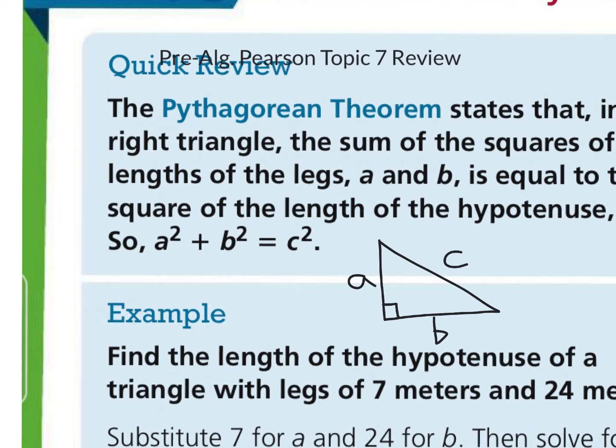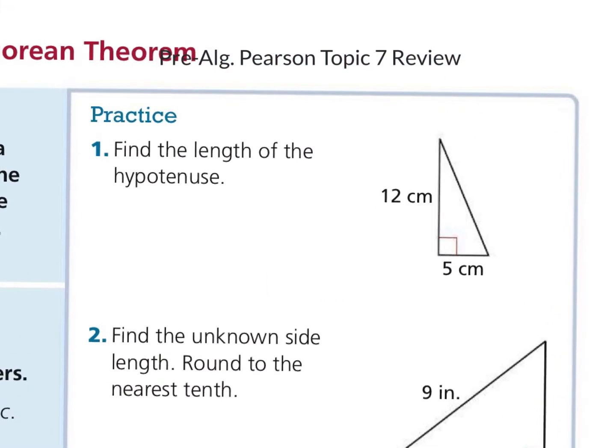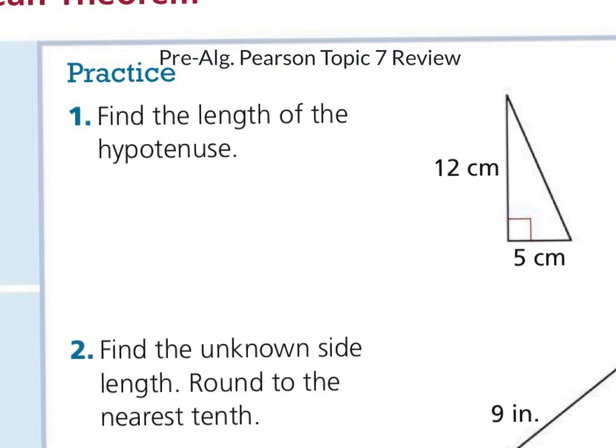Once again, we've talked about the hypotenuse is always across from the right angle, and if you want to make that right angle into an arrow that points towards the hypotenuse, you can do that. So for number 1, they want us to find the length of the hypotenuse. So I'm going to start with my formula, and then I'm going to think about if I've already been given the hypotenuse or if I need to find it.